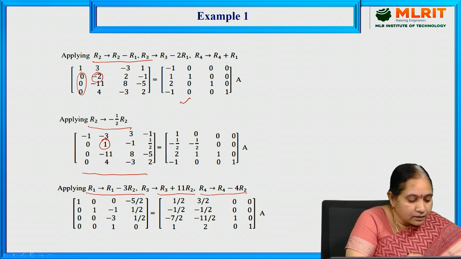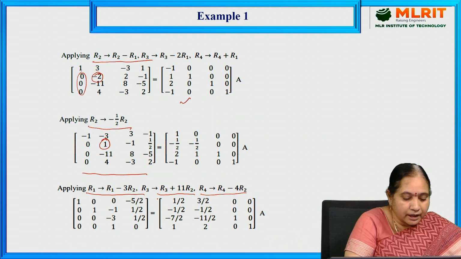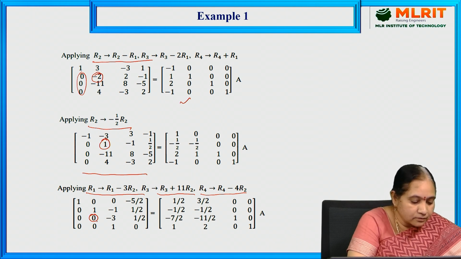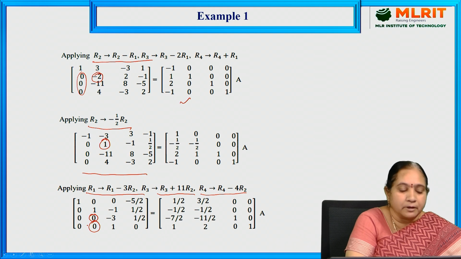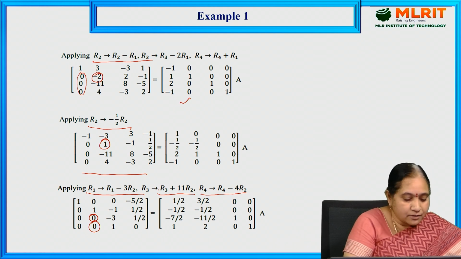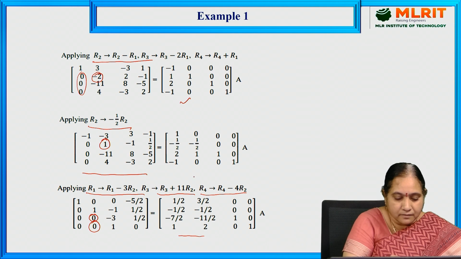So that the matrix becomes 1, 0, 0, minus 5 by 2. And the third row is R3 plus 11R2. So this element becomes 0. Fourth row is R4 minus 4R2. For that, this element also becomes 0. So the same transformations we apply on RHS of this matrix also. Then the matrix becomes like this.